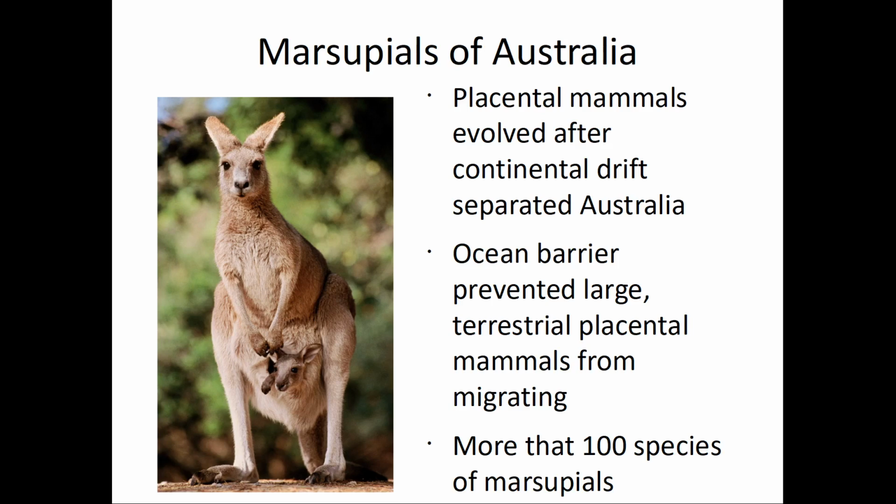Marsupials in Australia. Australia has been basically separate from the rest of the world for a long time, and that's led to the evolution of things like marsupials and other organisms that are not found in other parts of the world.